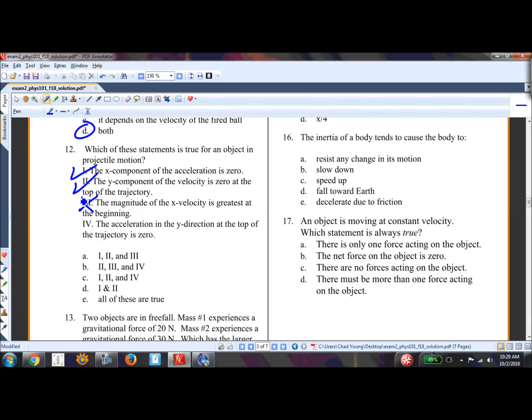No, it's always the same. And the acceleration in the y direction at the top of the trajectory is 0. No, it's equal to -10. So just 1 and 2.